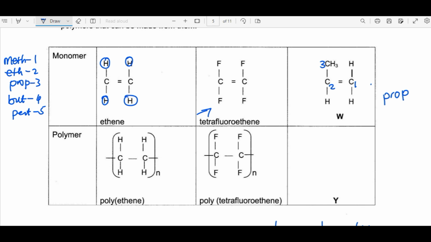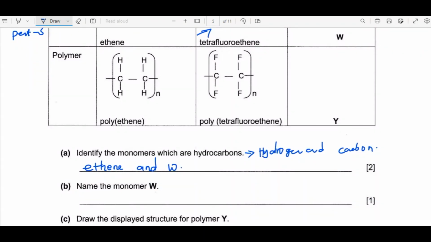Now there is this double bond here. The double bond is the suffix. Whenever you have a double bond, the suffix is ene. This ene indicates that you are dealing with an alkene. So that's a concept here. So we add ene, and this becomes propene. That is how you name the monomer.